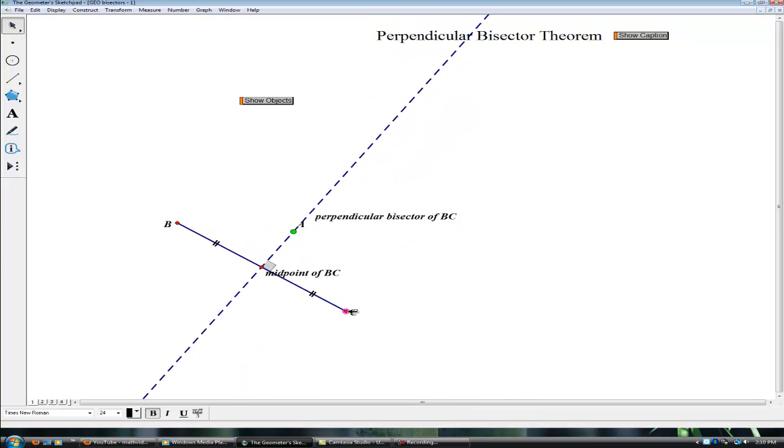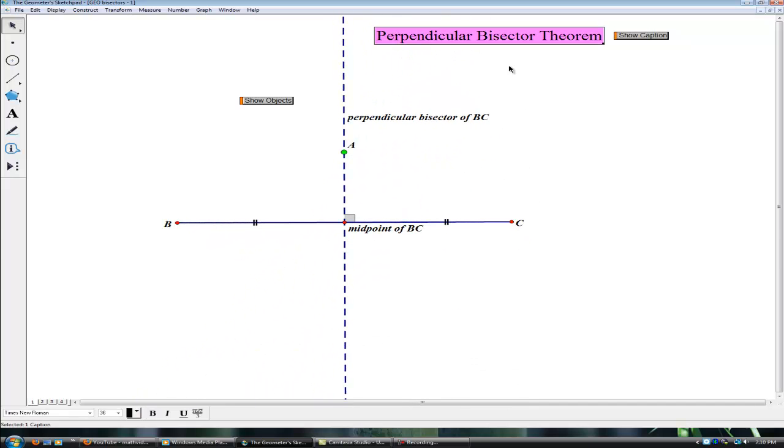So let's start with this segment BC. The perpendicular bisector is this line right here. And we've constructed these a bunch of times in class. What we end up with is an intersection through the midpoint of the segment at a 90-degree angle that bisects the segment, makes two equal halves.